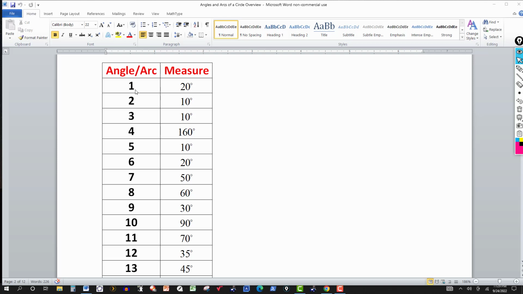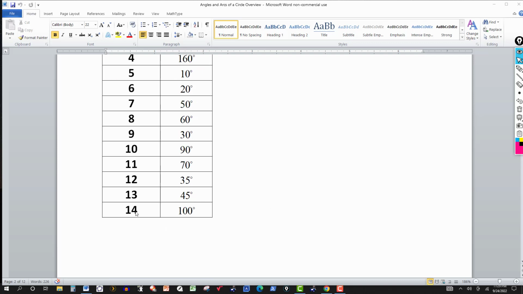So angle 1. Well, most of these are arcs, so depending on where it's at. So let me just say, the measure for number 1 is 20 degrees. Number 2 is 10 degrees. Number 3, 10 degrees. Number 4, 160 degrees. Number 5, 10 degrees. Number 6, 20 degrees. 7, 50 degrees. 8, 60 degrees. 9, 30 degrees. 10, 90 degrees. 11, 70 degrees. 12, 35 degrees. 13, 45 degrees. And the last one, number 14, was 100 degrees.